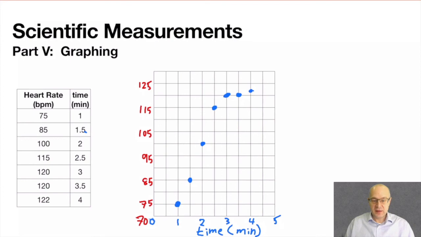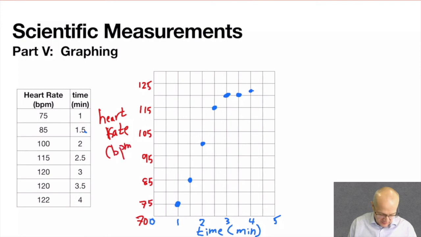And that's how you do it, guys. The big trick here is to remember to label, for one thing, to label your axis. Let me do this here. Heartbeat. Forgot to do that. Heart rate, I guess. Heart rate, and that's in beats per minute. There you go. I almost made that mistake. Good for me.